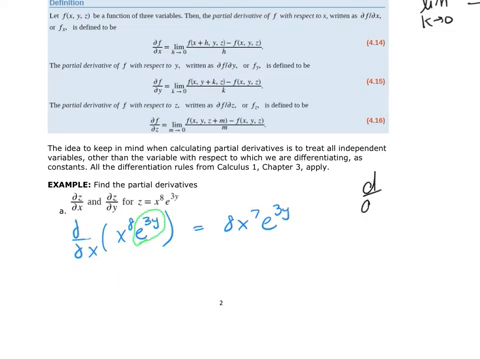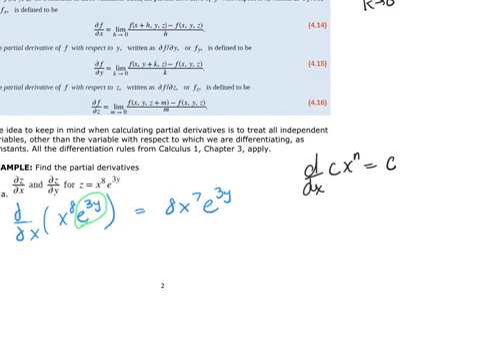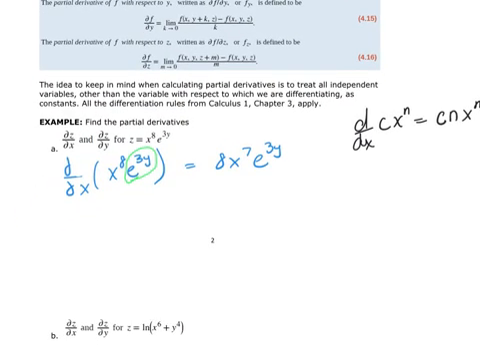Remember when I did d/dx of some constant multiplied by x raised to the n, this ends up becoming my constant times n x raised to the n minus 1. Now, it's not a full derivative, it's a partial derivative. I'm doing the derivative of z with respect to x alone, and so that's what I get with respect to x. Now, I'm going to do the derivative with respect to y.